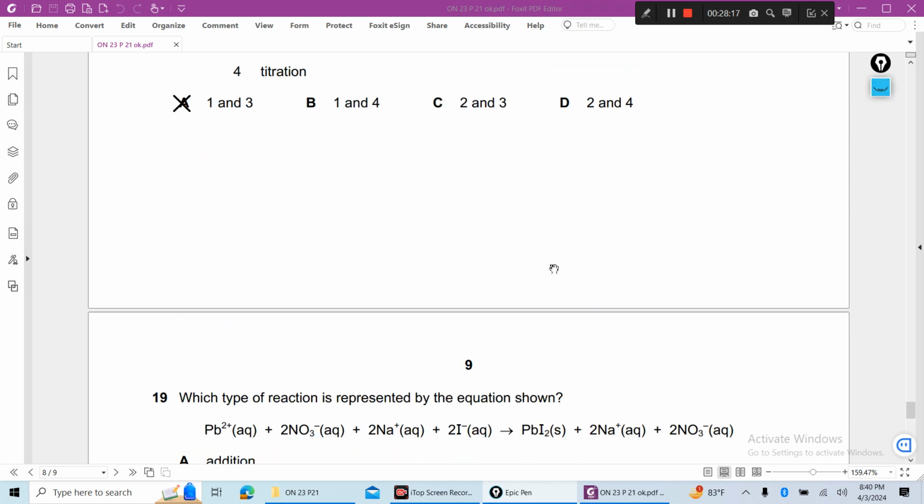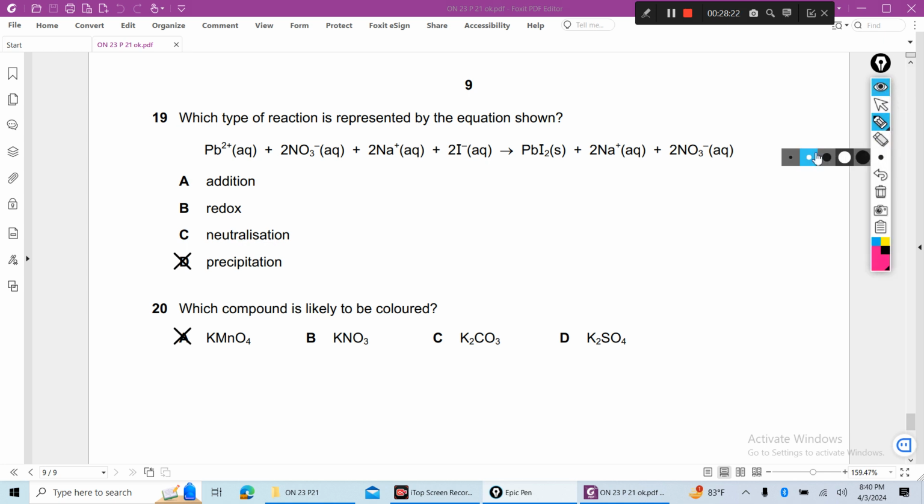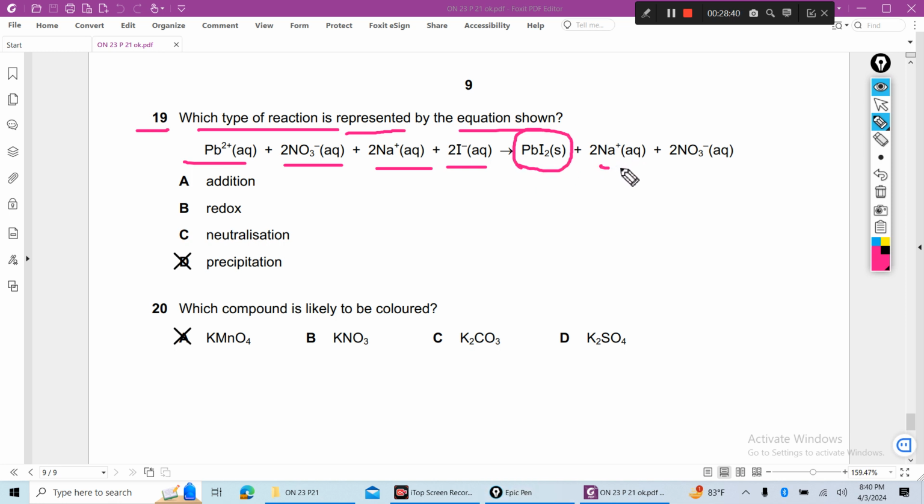Next, which type of reaction is represented by the equation shown? Lead ion aqueous reacts with nitrate ion aqueous, sodium ion aqueous, iodide ion aqueous to produce lead iodide, a yellow solid, and aqueous sodium ion, nitrate ion. So what type of reaction? As a precipitate is formed, sorry, the answer will be D, precipitation reaction. This is the precipitation reaction.